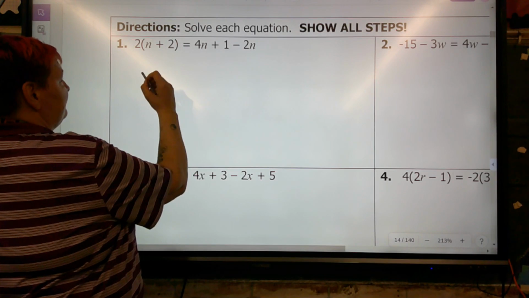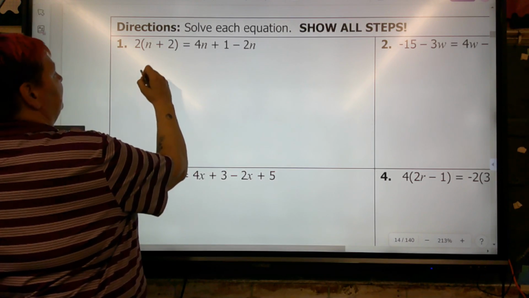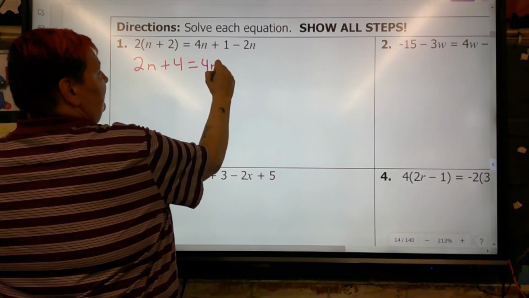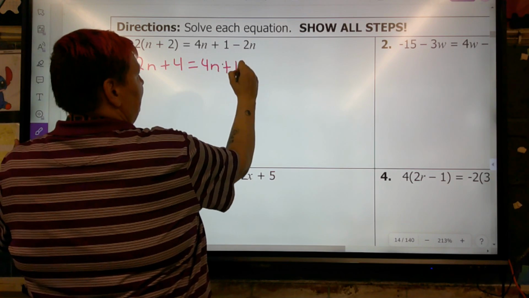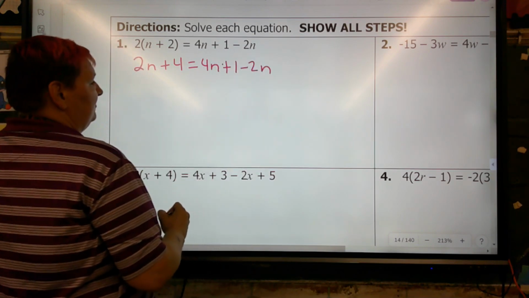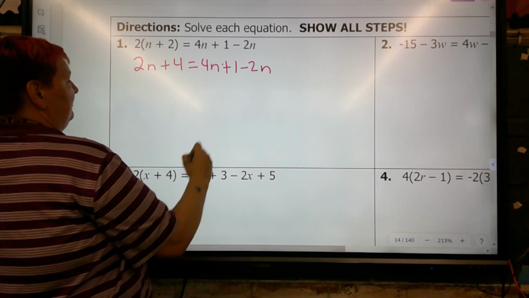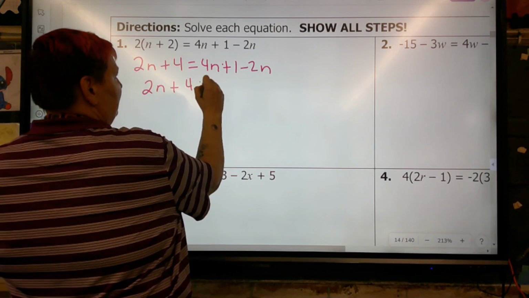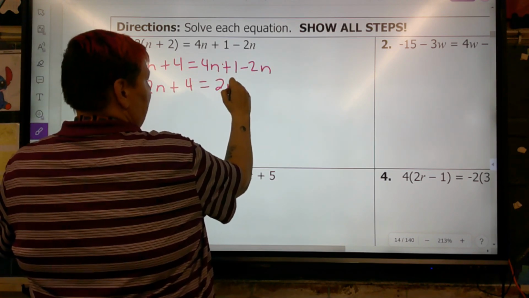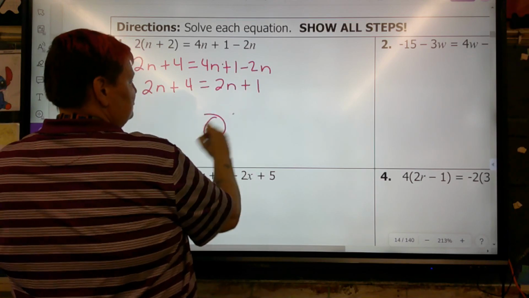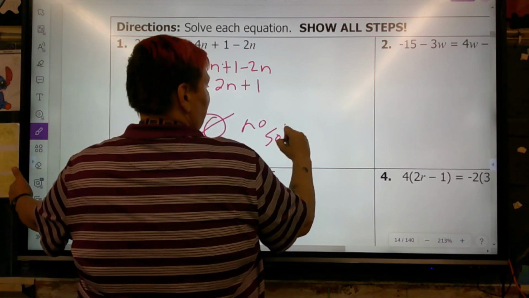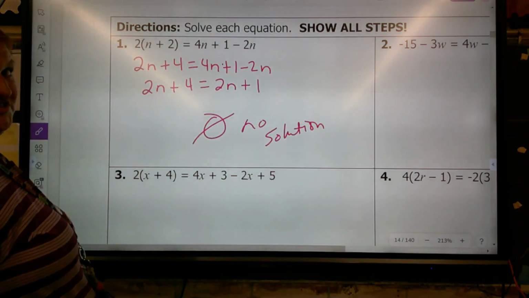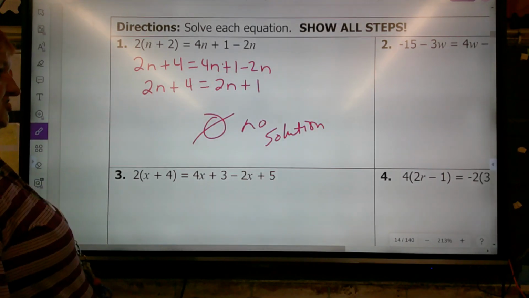So distribute is our first step. So 2n plus 4 equals 4n plus 1 minus 2n. This one already looks all kind of weird. Combine your like terms. 2n plus 4 equals 2n plus 1. No, it's not. No solution. You should have got no solution. You probably ended up with 4 equals 1, which is just not true. It's just not true.